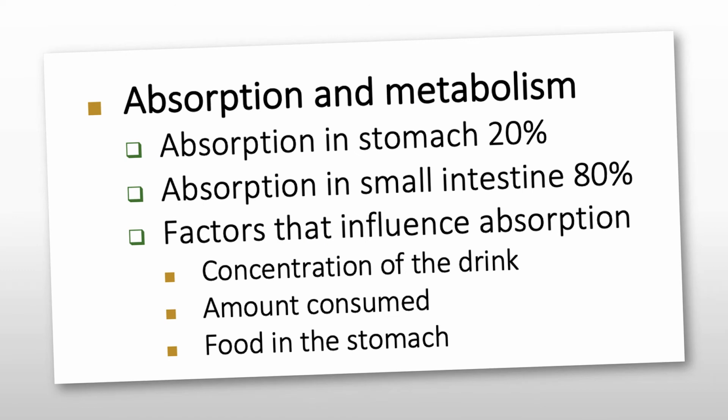Let's talk about absorption and metabolism of alcohol. Alcohol can be absorbed from the stomach, as well as the small intestine. There are different factors that influence absorption of alcohol, including the concentration of the drink, the amount of alcohol you consume, and what's present in the stomach when you're drinking. When you drink alcohol on an empty stomach, it's going to be absorbed much more quickly, it's going to get into your system more quickly, and you will feel the effects.